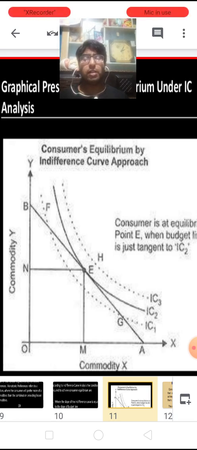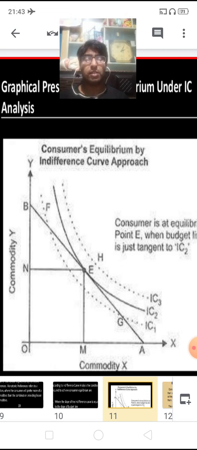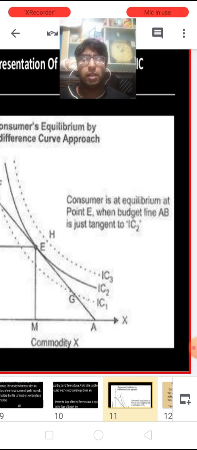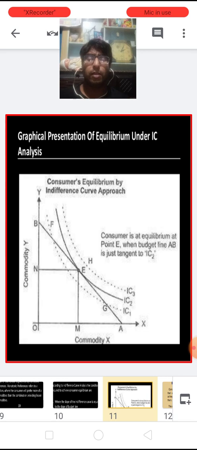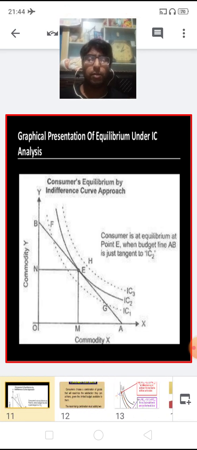So the consumer will be at equilibrium at point E, where the consumer's equilibrium condition MRS_XY is equal to Px upon Py is satisfied, and at this point a consumer is getting more satisfaction from the consumption of both the commodities, which is in an affordable combination or within the paying capacity of the consumer. Therefore the consumer will be at equilibrium at point E. So the consumer is in equilibrium at point E, where budget line AB is just tangent to IC2. This is our equilibrium position of consumer under the ordinal approach.